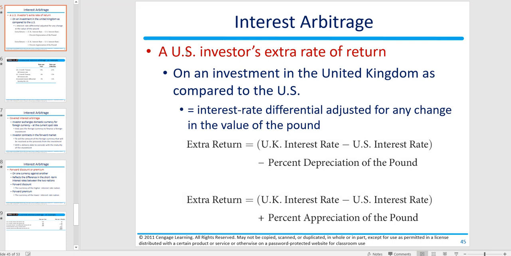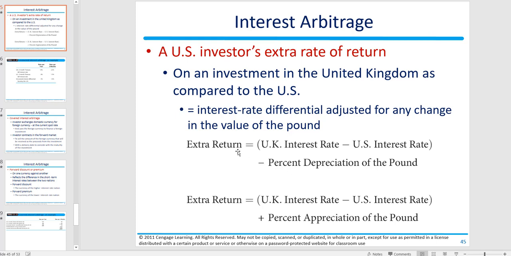So put yourself in the mind of a US investor considering investing in the UK. So per each dollar invested, there is going to be a profit, an arbitrage in the interest rate, which is linked to the difference, how much higher the UK interest rate is relative to the US. And then we have to take into account the fluctuation in the value of the pound.